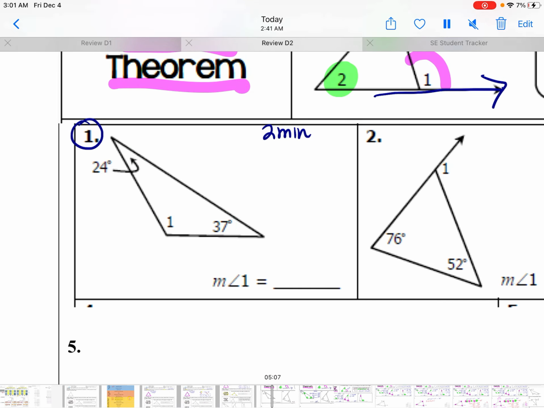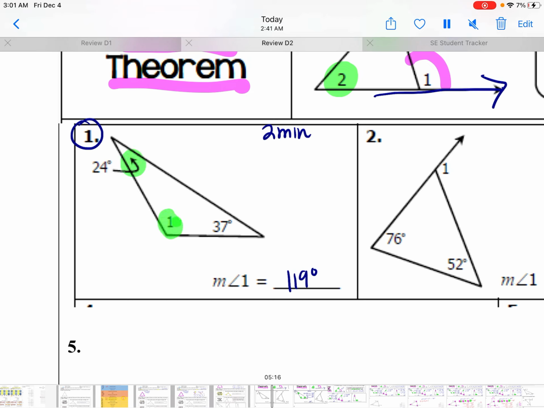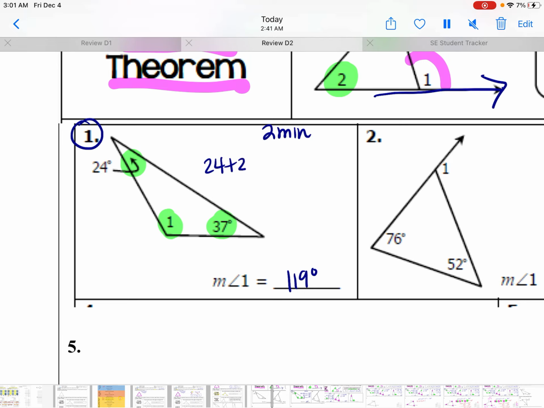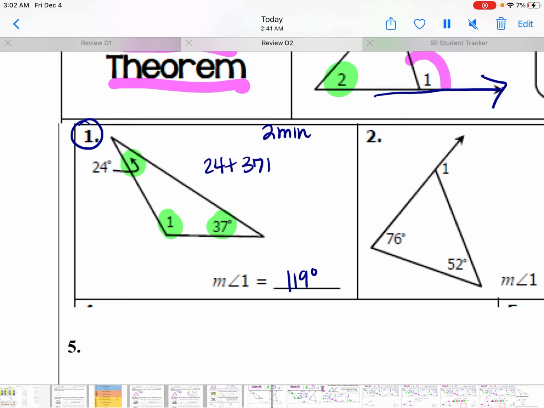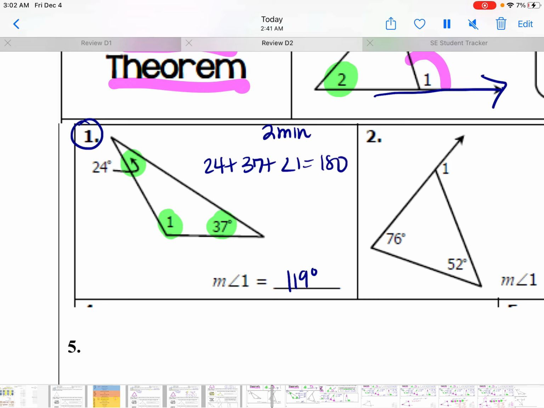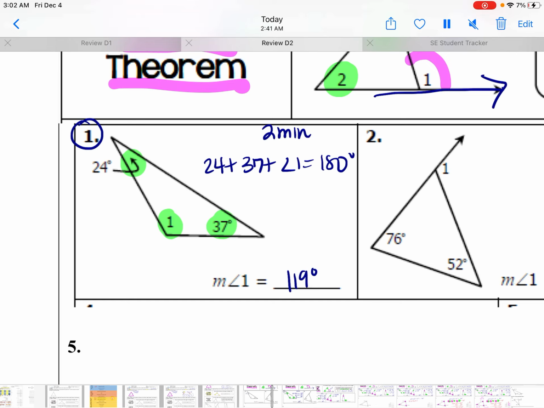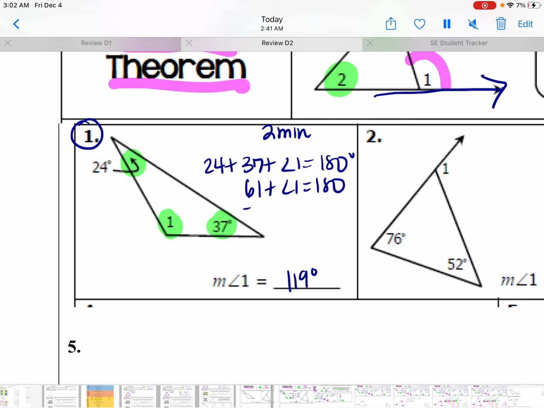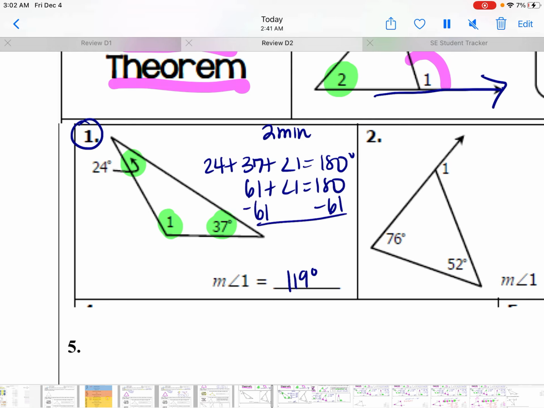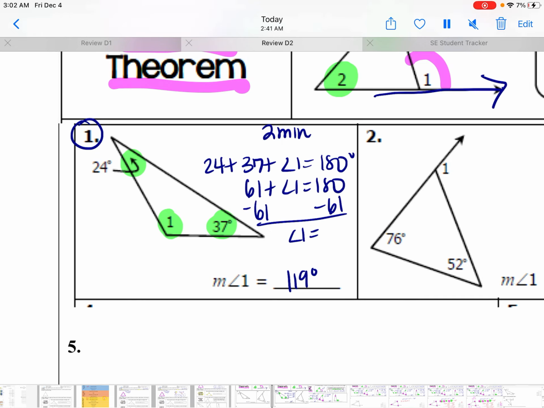All right, I hope that you got the right answer. The correct answer is 119. Remember, these are three interior angles: 24 plus 37 plus angle 1 is going to give me 180. We add 24 plus 37, which is 61, so 61 plus angle 1 equals 180. Subtract 61 from both sides and we get 119 for angle 1.